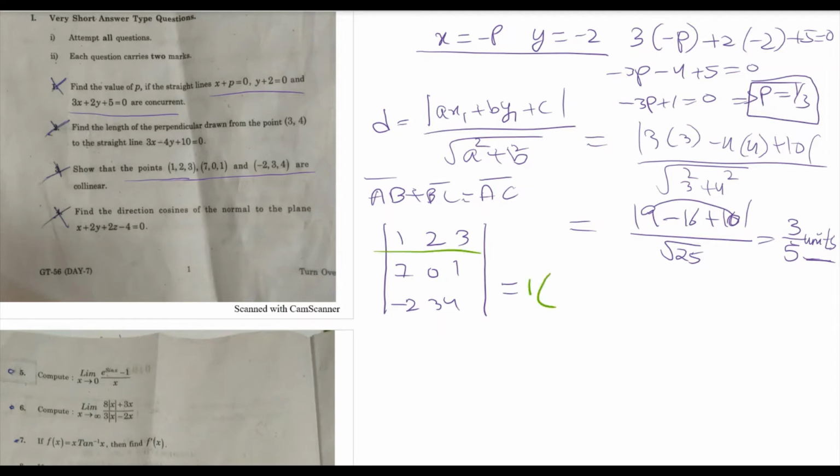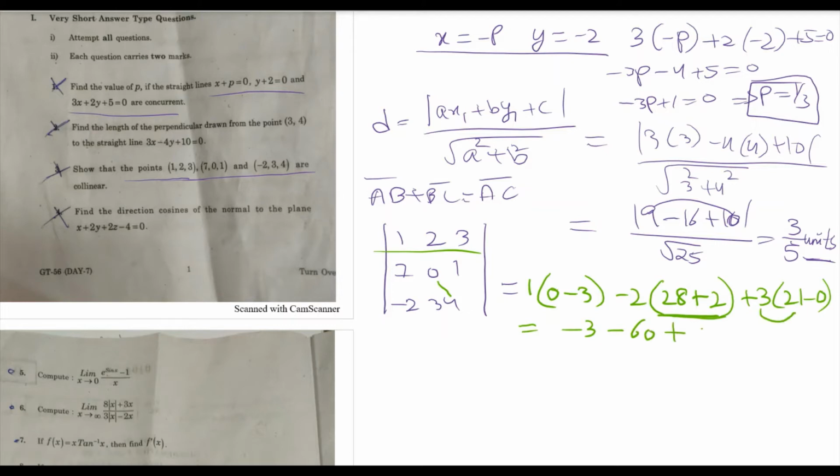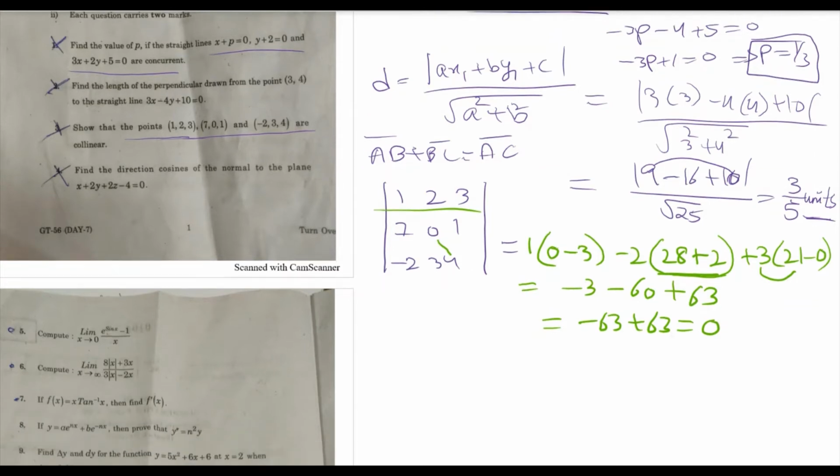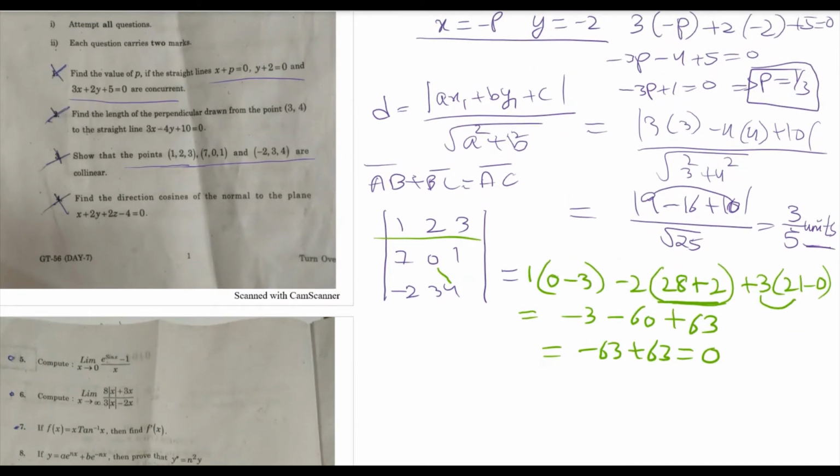So 1 into 4 into 0 minus 3 into 1. So it's 0 minus 3, minus 2 into 7 into 4 is 28 minus of minus 2 is plus 2, plus 3 of 21 minus 0. This is minus 3 minus 28 plus 2 is 30, 30 into 2 is minus 60, plus 3 into 21 is 63. So minus 63 plus 63 equals to 0. Hence the points are collinear. Third is done. Fourth question.